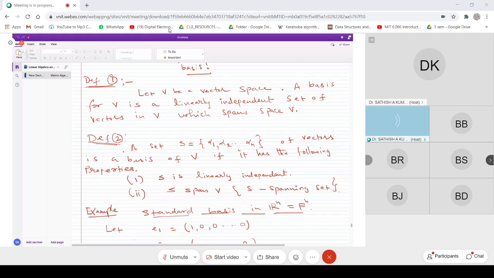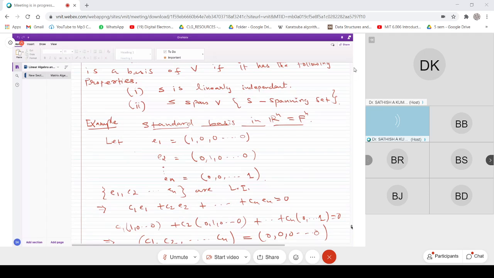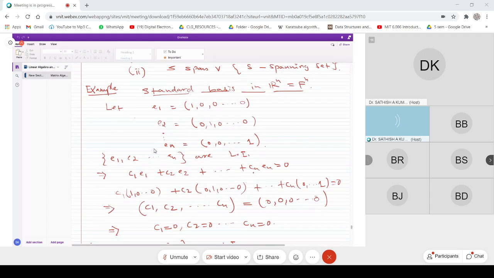So you can see this definition: a set S equal to alpha 1, alpha 2, etc., alpha n is a basis of V if it has the following properties. First of all, S must be a linearly independent set, and then S is a spanning set. So one example we had given for basis.